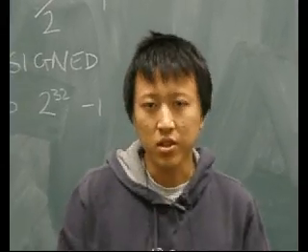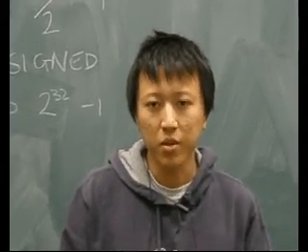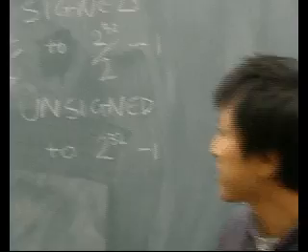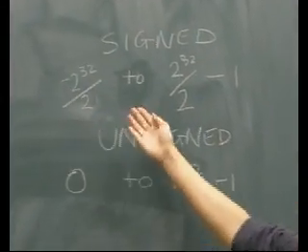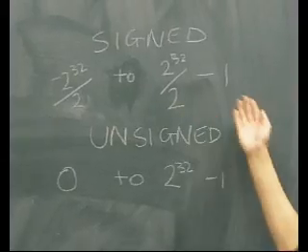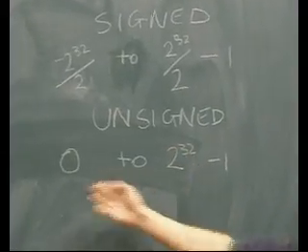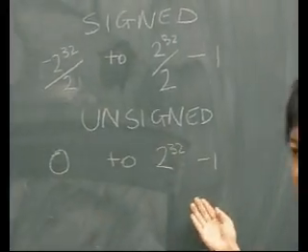In DOX, we use 32 bits to store an integer, both signed and unsigned. For signed numbers, we go from negative 2 to the 32 over 2 to positive 2 to the 32 over 2, take 1. For unsigned, we go from 0 to 2 to the 32, take 1.